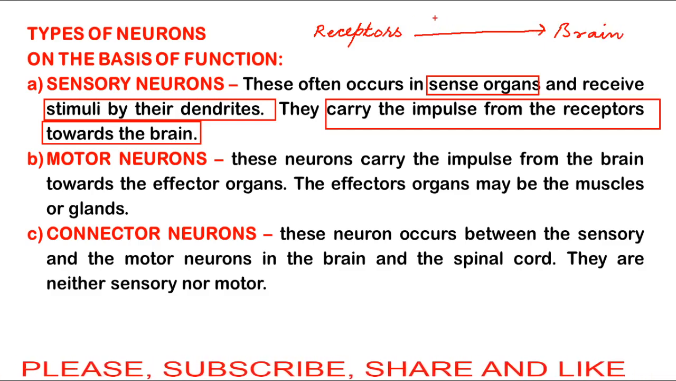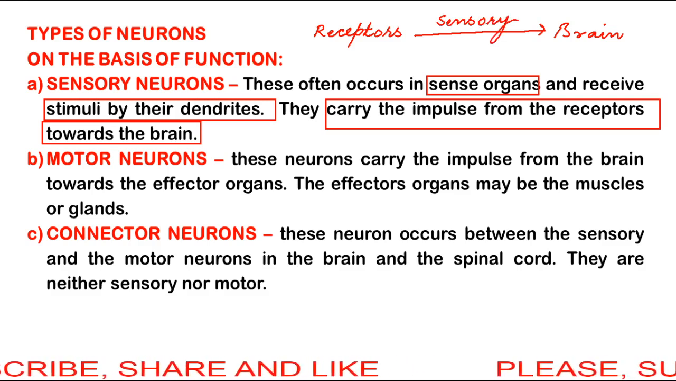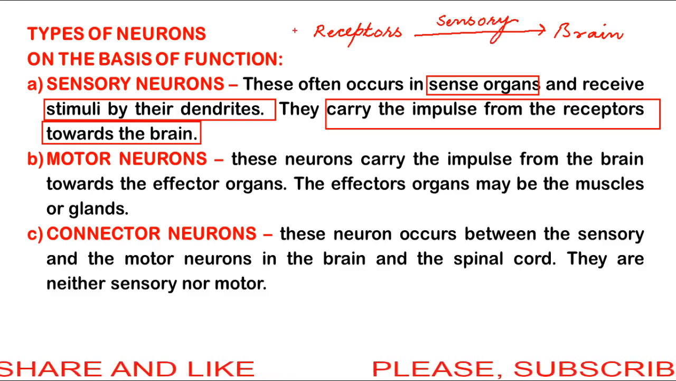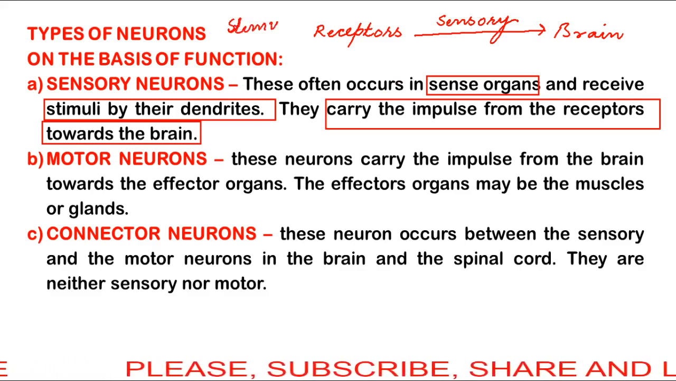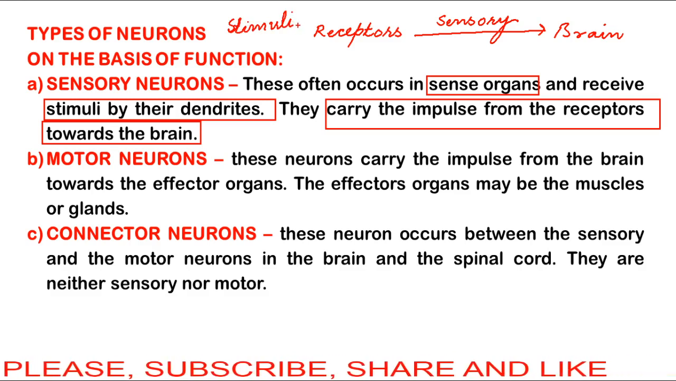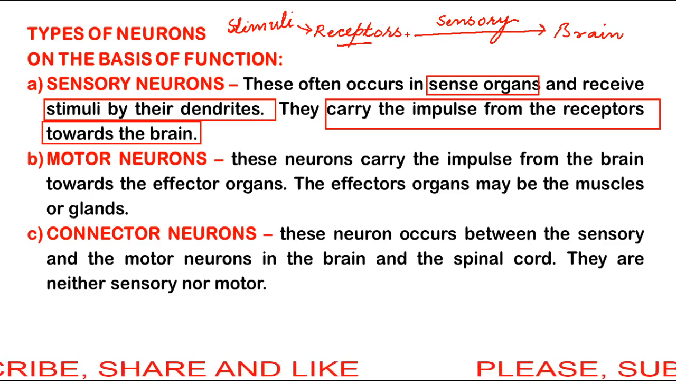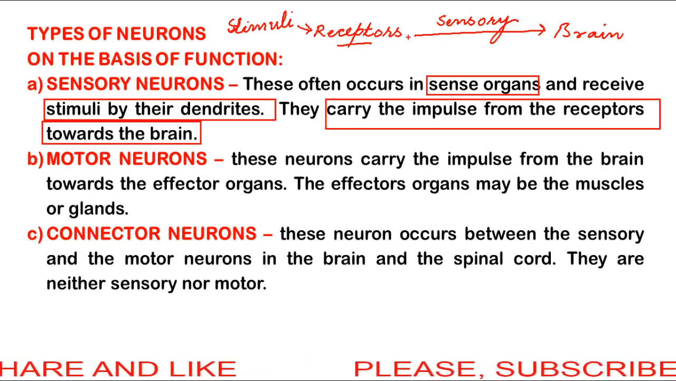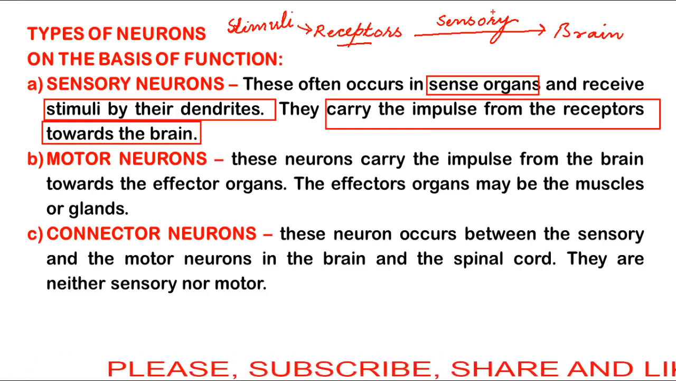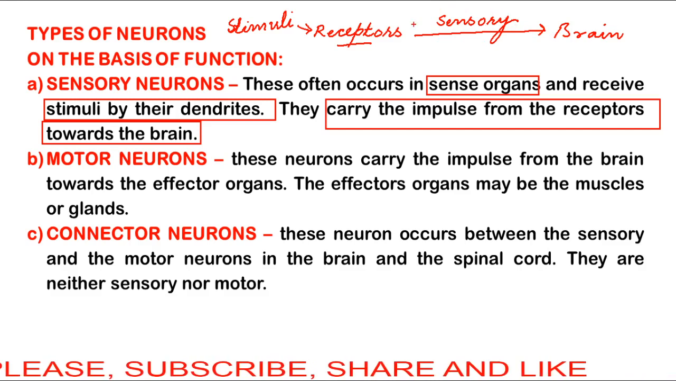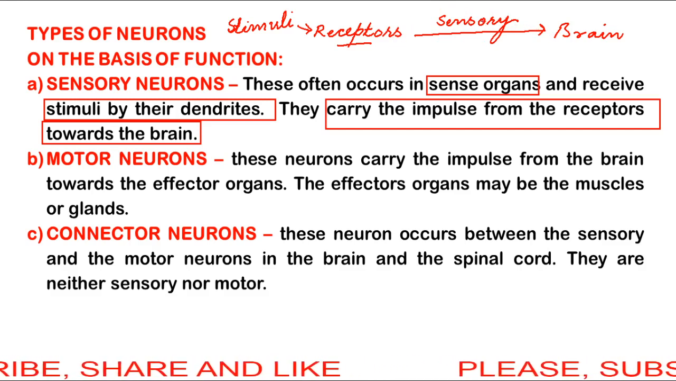So these neurons are called sensory neurons. These receptors detect the stimuli. The stimulus is perceived or received by these receptors. There is depolarization of the nerve, and this depolarization is propagated towards the brain. So those nerve cells which carry the impulse from the receptor towards the brain are known as sensory nerves.